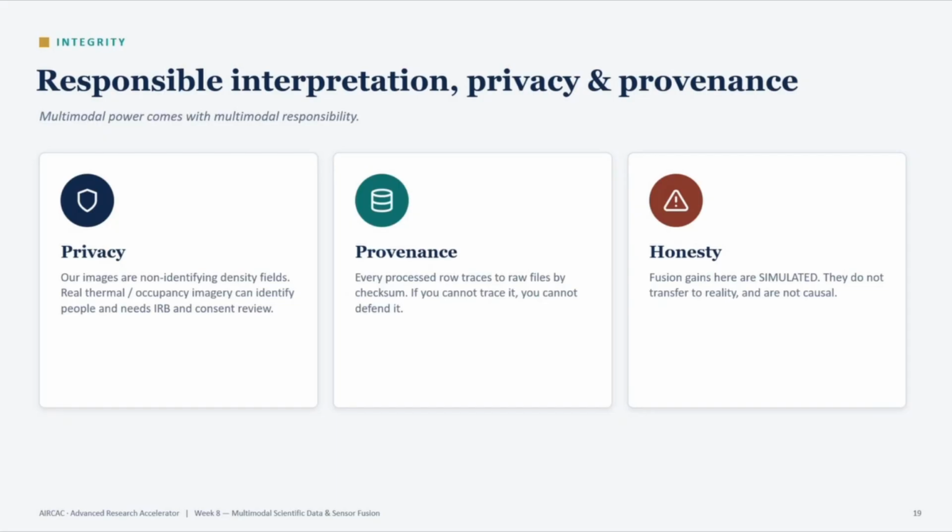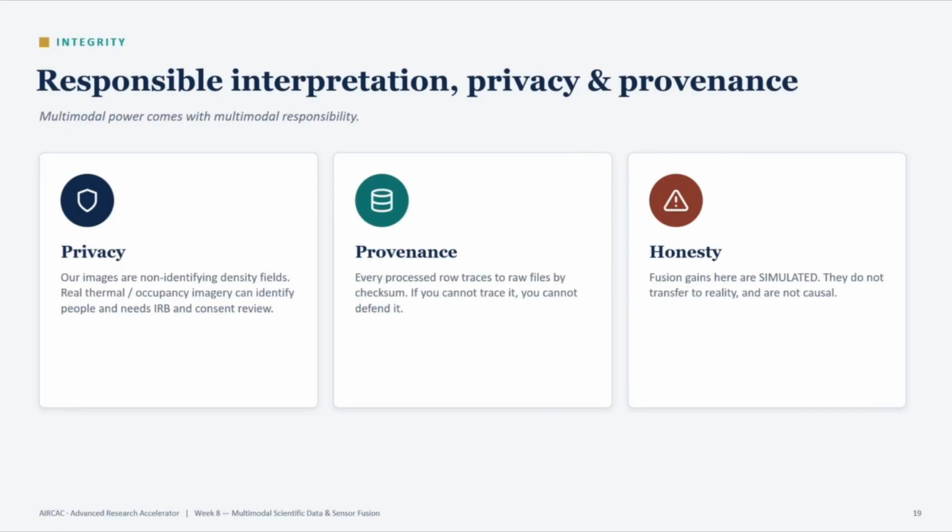Second, it's provenance. Every processed result should remain traceable to its original source. If we cannot explain where results come from, it becomes difficult to defend those results scientifically.